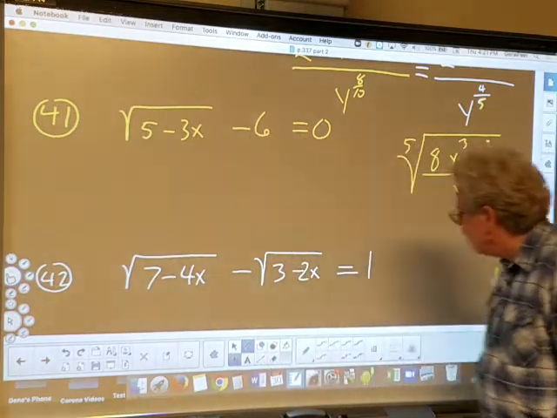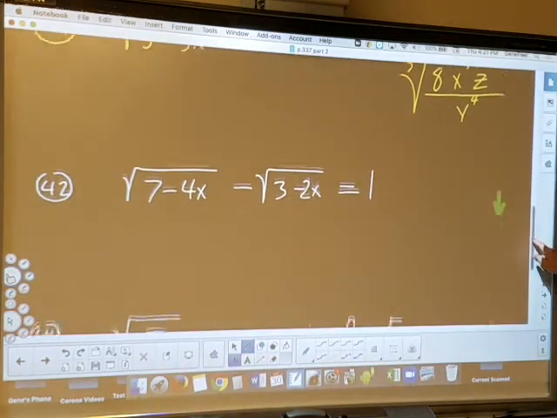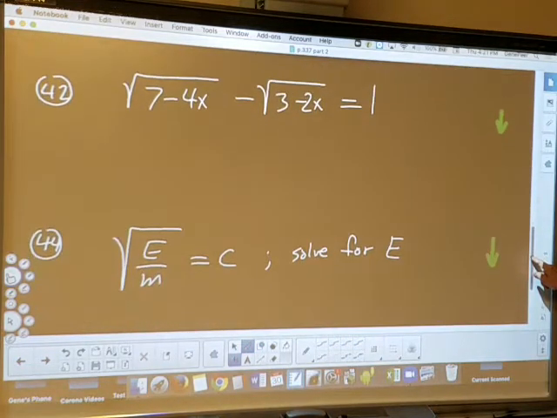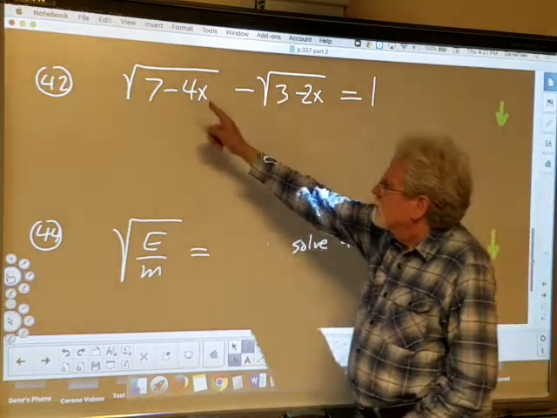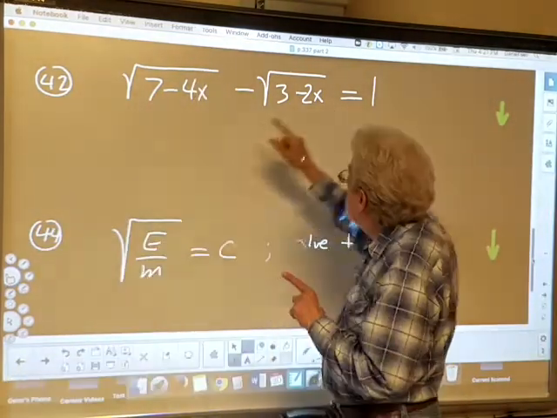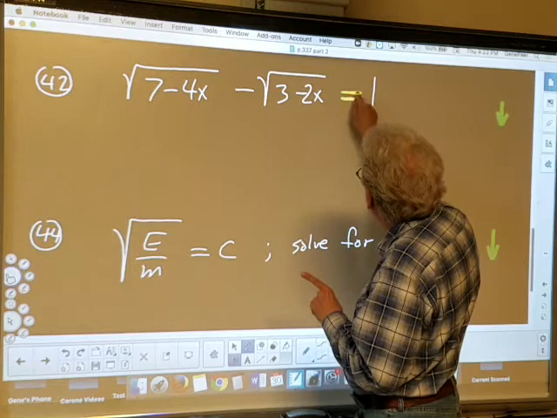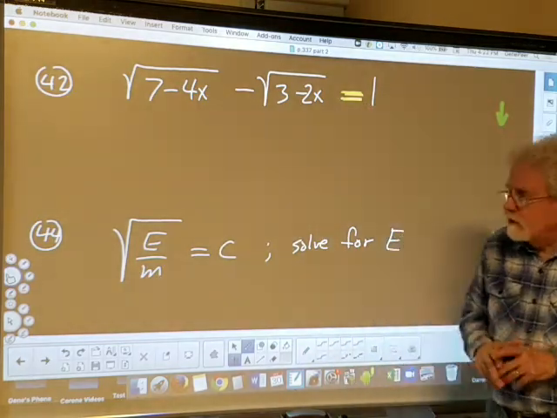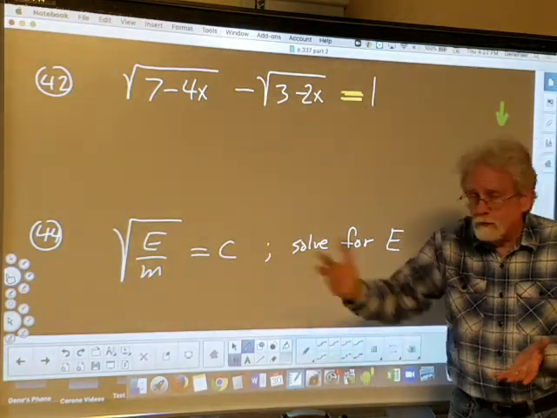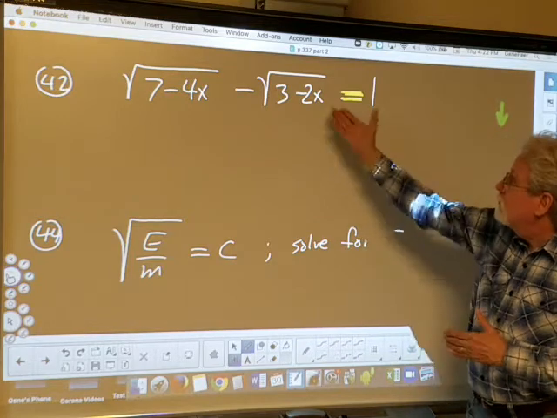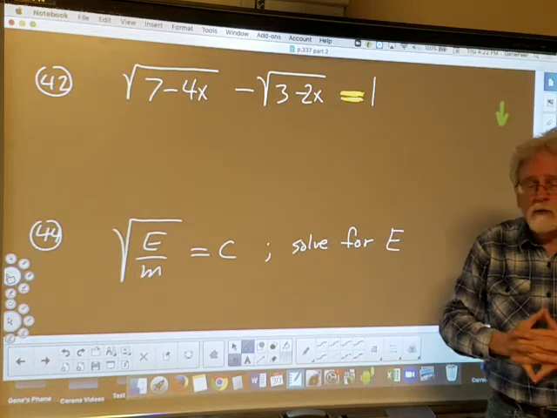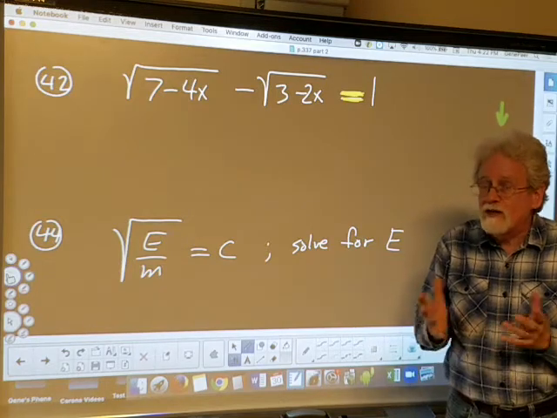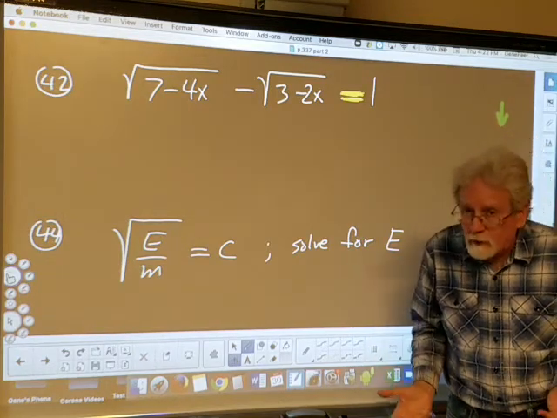Good. All right. Number 42 may be the most tedious and most annoying problem on the entire assignment. Remember, folks, this is an equation. Equations are to be solved. The vast majority of the problems on this review were not equations. This is an equation to be solved. Our job is to find out what x equals. That's different than just simplifying expressions.